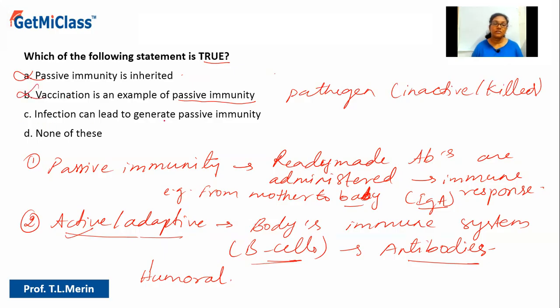Option C says infection can lead to generate passive immunity. Infection, again, will elicit active immunity or adaptive immunity, that is production of antibodies by our body itself. That is not passive, that is active. Hence, it is ruled out. So option D says none of these. That is the correct answer because none of these are true statements.